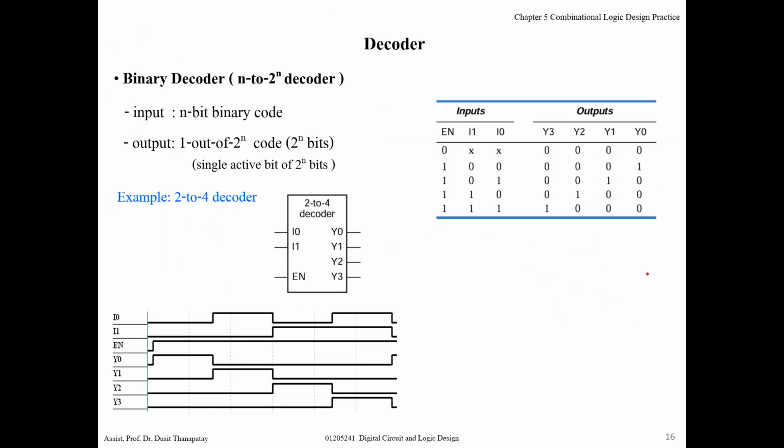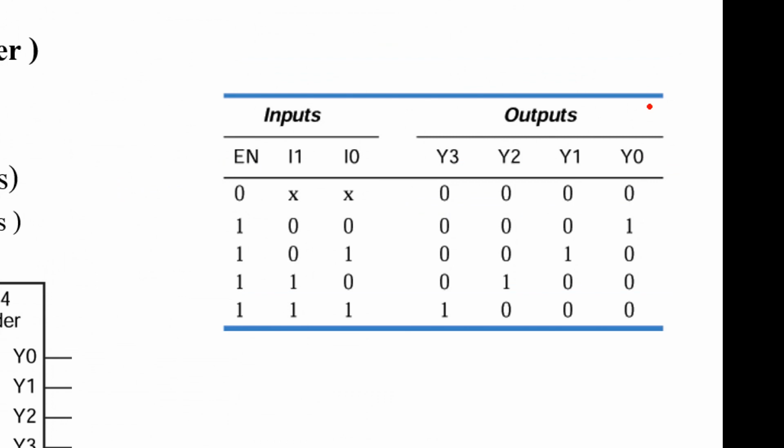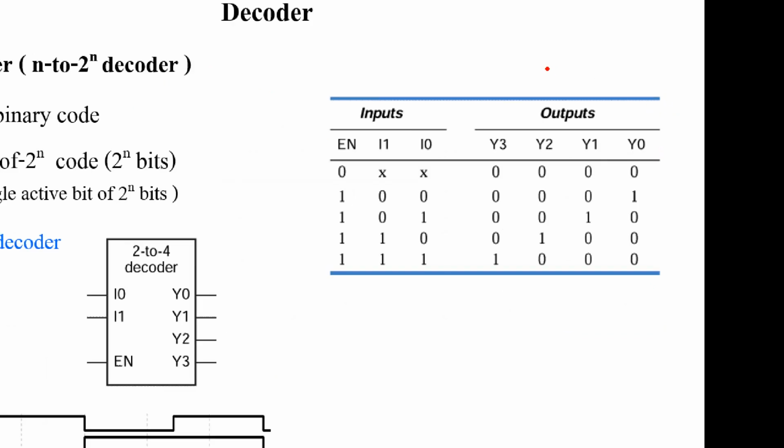Now you understand the function of a decoder. And now let you design. Can you design the decoder based on this table, this circuit? There are I1, I0, and enable as control input.